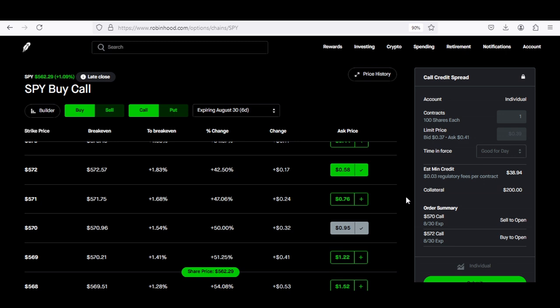So let me just break down this trade for you. Come expiration date of August 30th, there's a couple ways this trade could go.